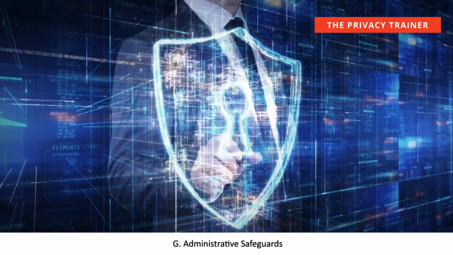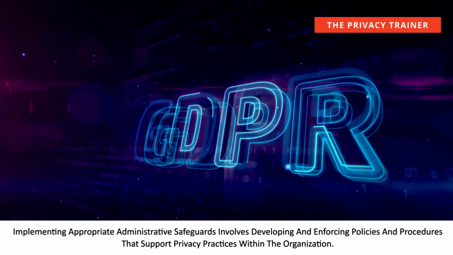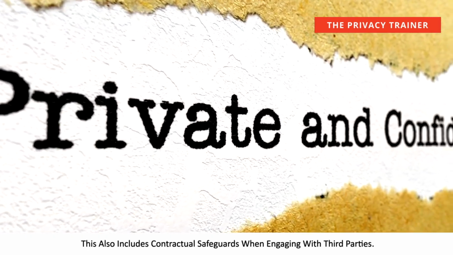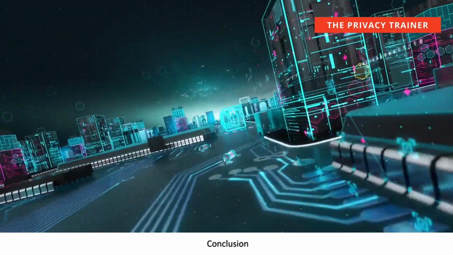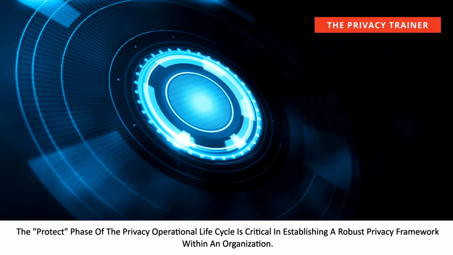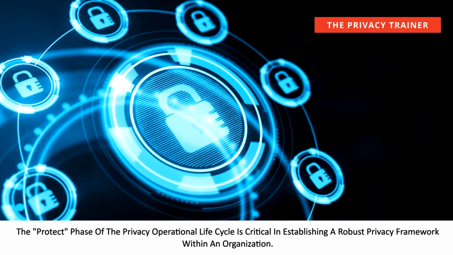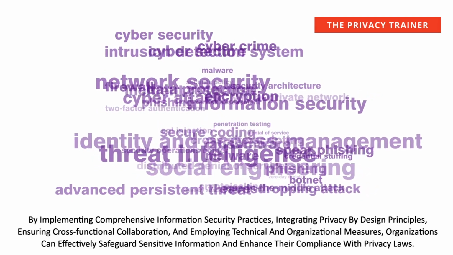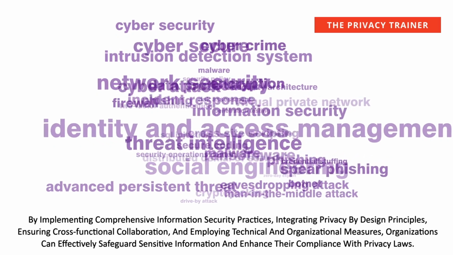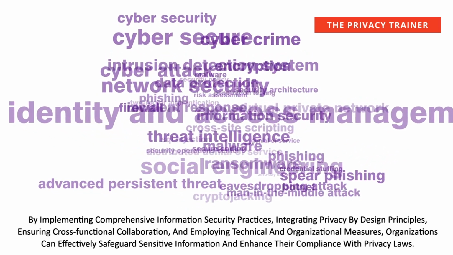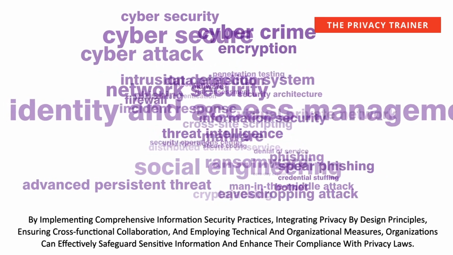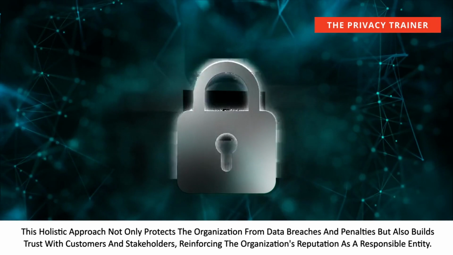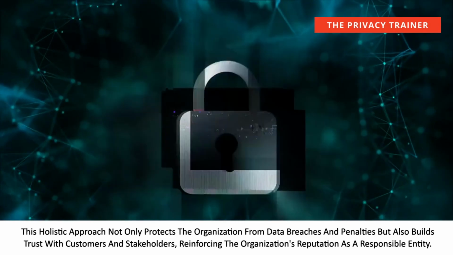G. Administrative safeguards. Implementing appropriate administrative safeguards involves developing and enforcing policies and procedures that support privacy practices within the organization. This also includes contractual safeguards when engaging with third parties. Conclusion. The protect phase of the privacy operational lifecycle is critical in establishing a robust privacy framework within an organization. By implementing comprehensive information security practices, integrating privacy by design principles, ensuring cross-functional collaboration, and employing technical and organizational measures, organizations can effectively safeguard sensitive information and enhance their compliance with privacy laws. This holistic approach not only protects the organization from data breaches and penalties but also builds trust with customers and stakeholders, reinforcing the organization's reputation as a responsible entity.